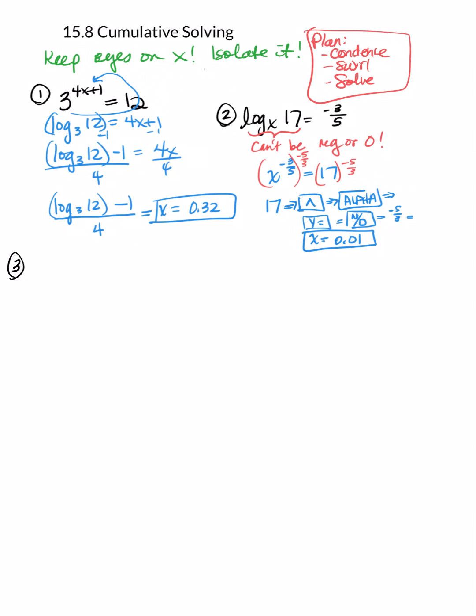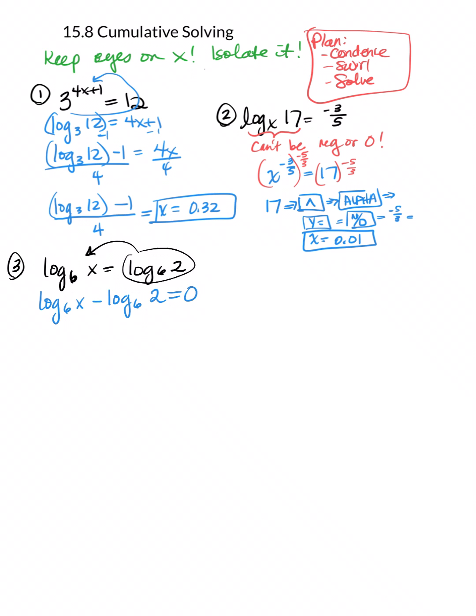Number 3. The log base 6 of x equals the log base 6 of 2. All right, remember we want to condense. We need only one logarithm. We have 2 in this question, so we need only one. So let's get them on the same side first. So let's do this. Log base 6 of x minus the log base 6 of 2 equals 0.